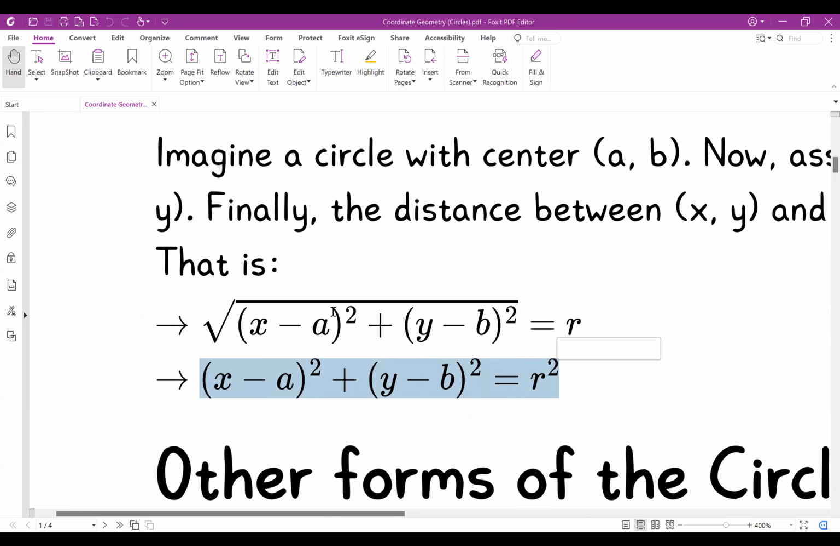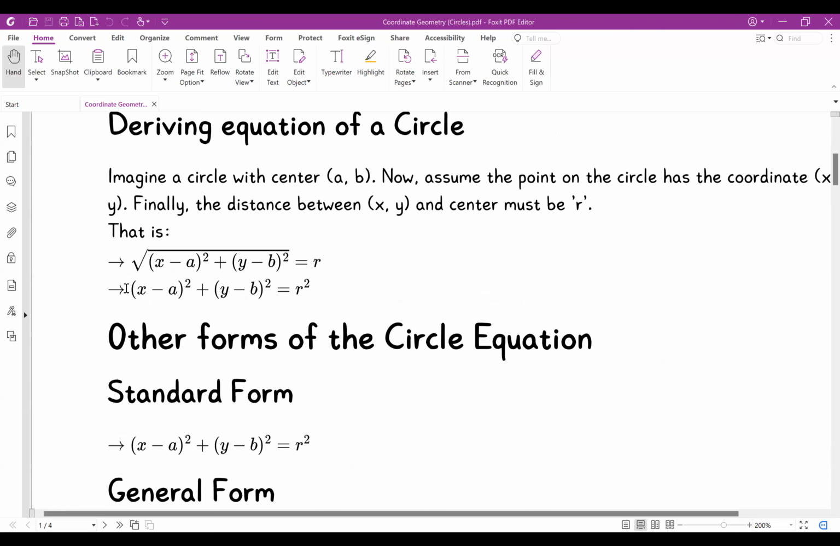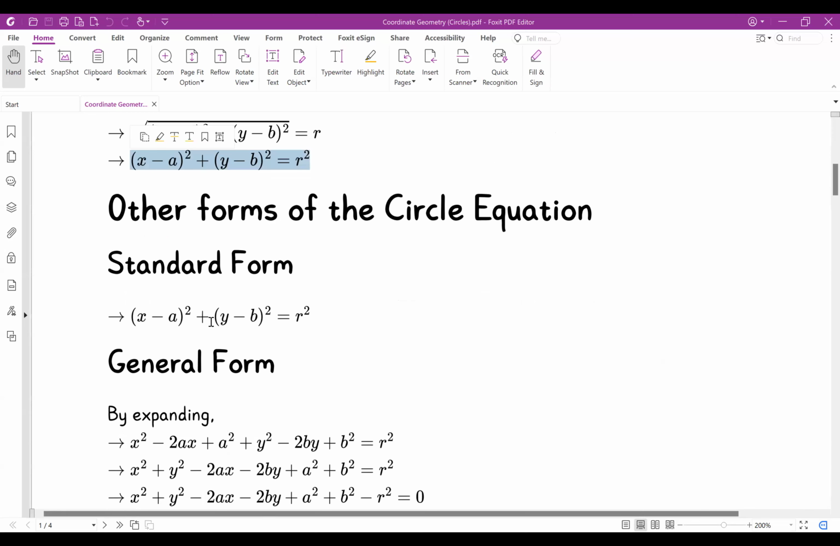Now, that's just one of the equations. This was deriving the equation. CAPE will not ask you to derive it. They just assume you should know this, right? And there are other forms of the equation. So that's the standard form, but you also have the general form.